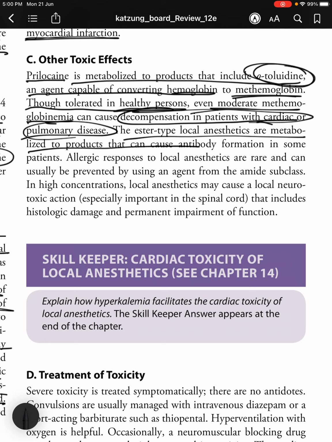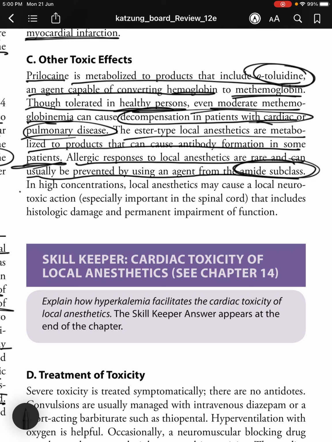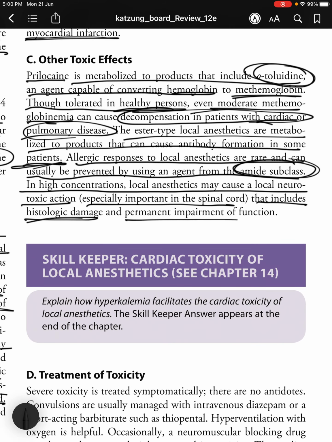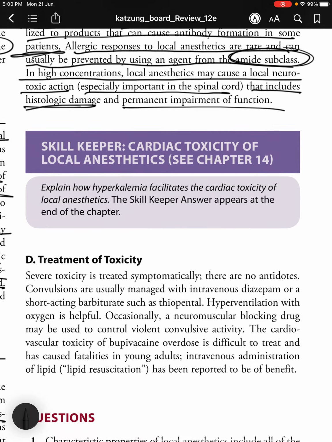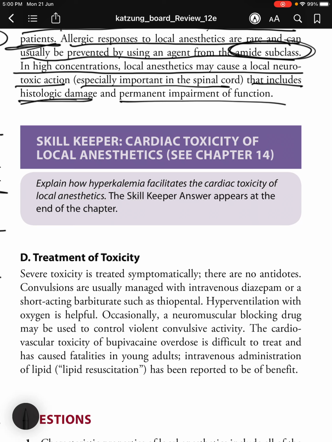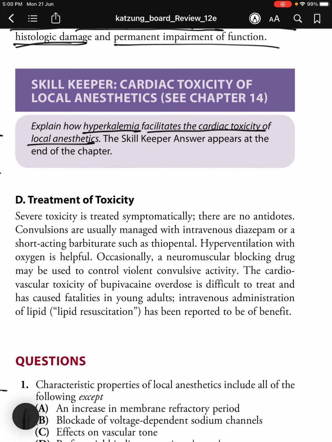The ester type local anesthetics are metabolized to products that can cause antibody formation in some patients. Allergic responses to local anesthetics are rare and can usually be prevented by using an agent from the amide subclass. In high concentrations, local anesthetics may cause a local neurotoxic action, especially important in the spinal cord, that includes histological damage and permanent impairment of function. Skill keeper: we can explain how hyperkalemia facilitates the cardiac toxicity of local anesthetics.